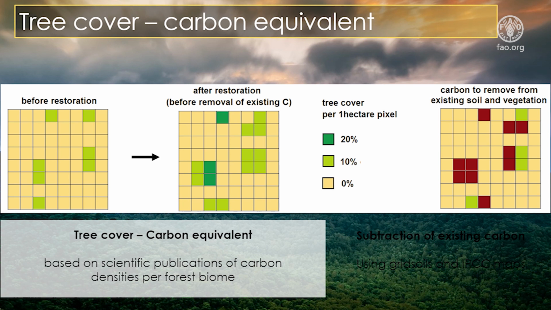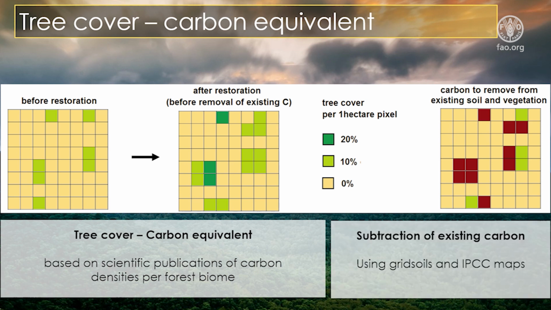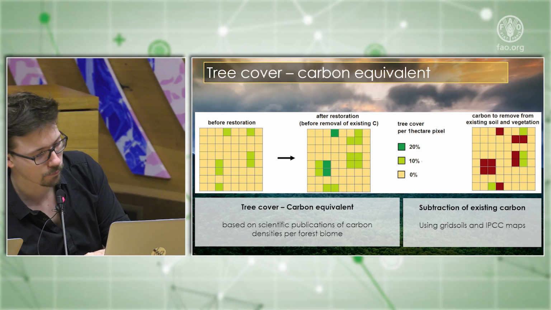And then we also remove the replaced carbon, in the sense that in some of those pixels where we do restoration, there was already a carbon maybe associated to a grassland or something like this. And because this carbon is being replaced by the restoration effort that we are doing, we needed to remove it. So in the second phase, we subtract that carbon from soil and from existing vegetation, from the grid soil and IPCC maps.